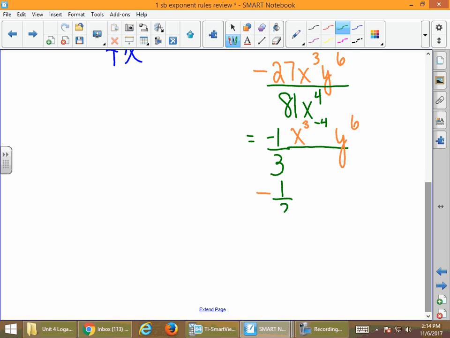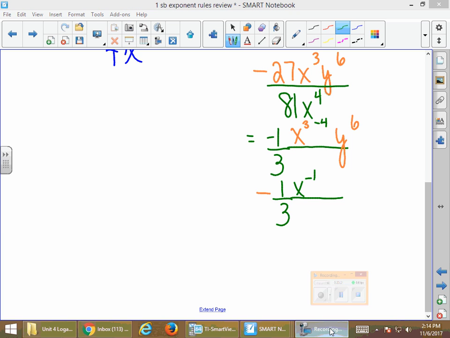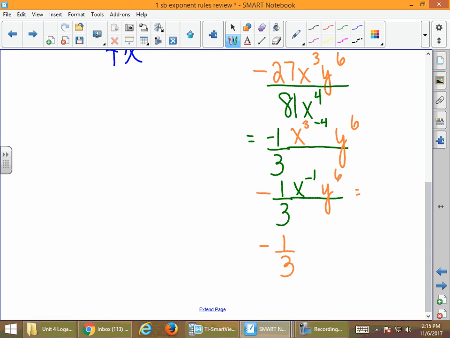What we have still is the negative 1/3, but now we have x to the 3 minus 4, which is x to the negative 1. So we subtracted. X to the 3 minus 4 is x to the negative 1. Again, the y to the 6th, it was finished. So our last step now is to deal with that negative exponent on the x. What we're going to get is negative 1/3. We're going to flip and change the sign on the exponent. And the y to the 6th is not going to move. The only part that moves is the value that has the negative exponent.